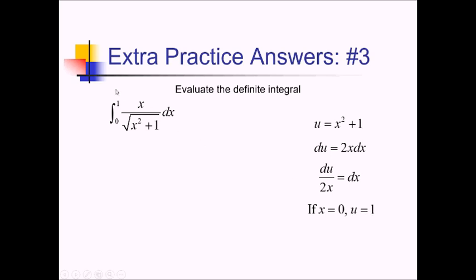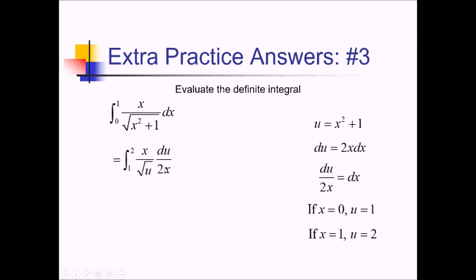And let's say we have an x value of 1 for a limit of integration. Well, now that's going to be 1 squared plus 1, or 2. So going back here and rewriting things in terms of u, I have the integral from 1 to 2 of x over radical u, and then instead of dx, I've got du over 2x.